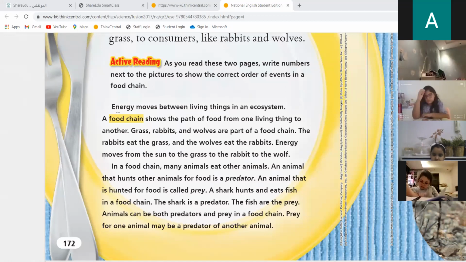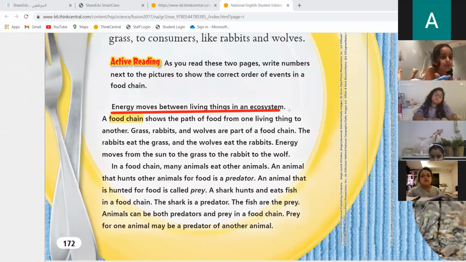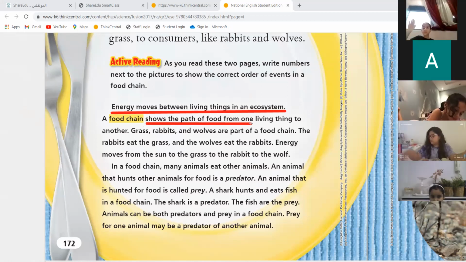We said that producers take the energy from sunlight to make their own food. And if a consumer comes and eats this producer, they will take the energy from them. So when I say a food chain, I definitely mean that energy can move between living things in an ecosystem. So a food chain will show the path of food from one living thing to another.